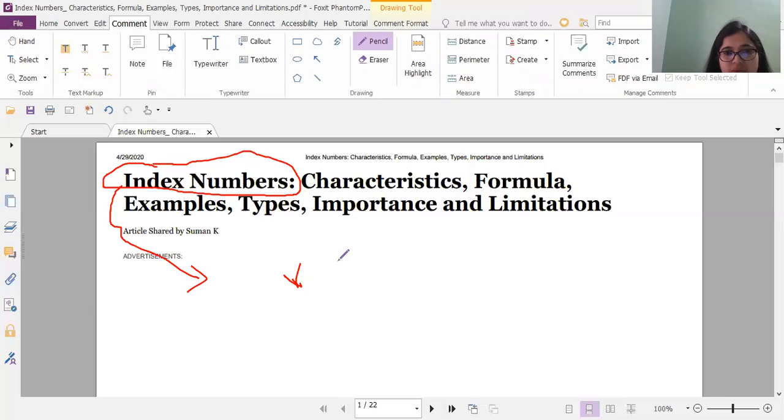One more thing. You should know that the value of money is inversely proportional to price.